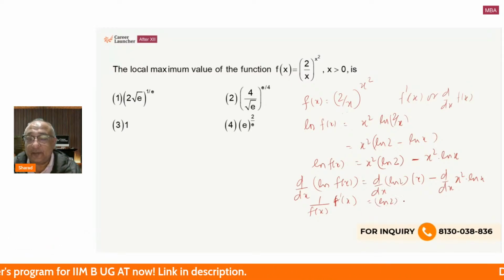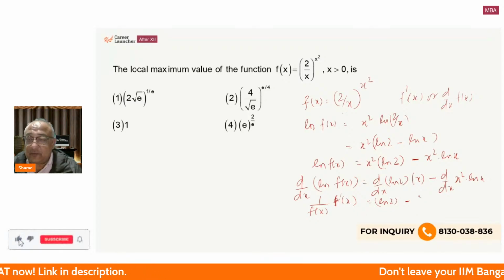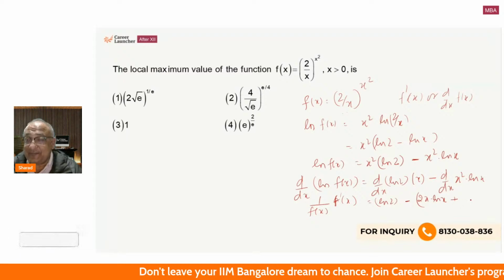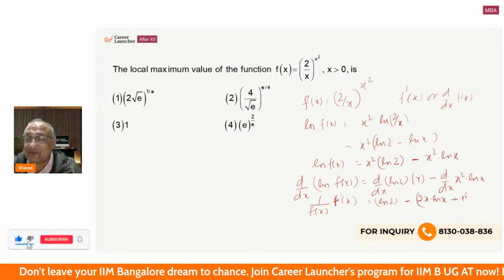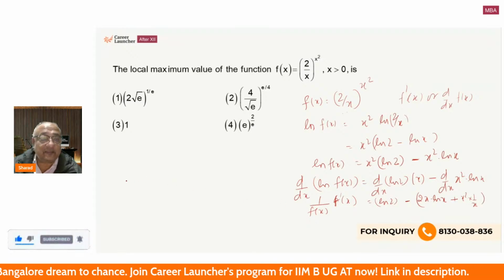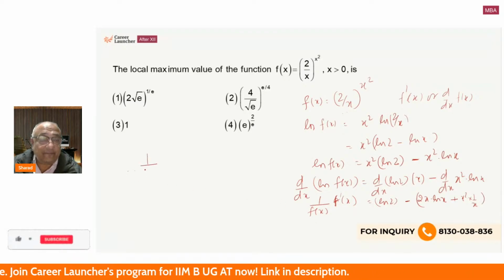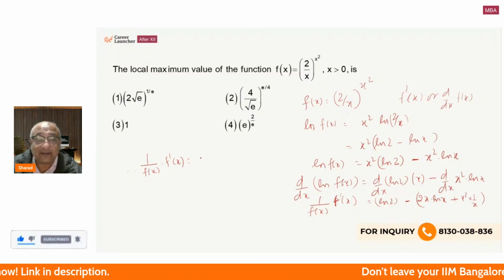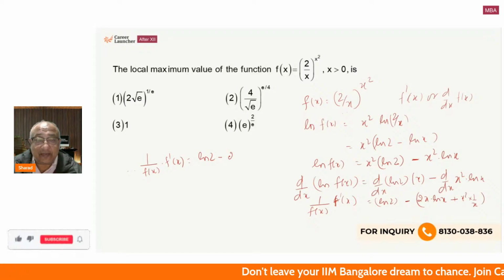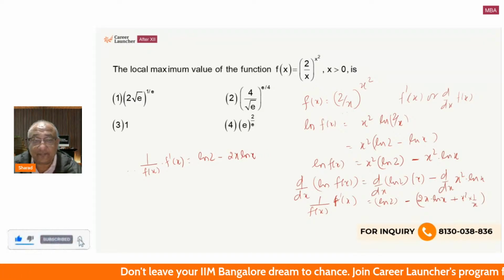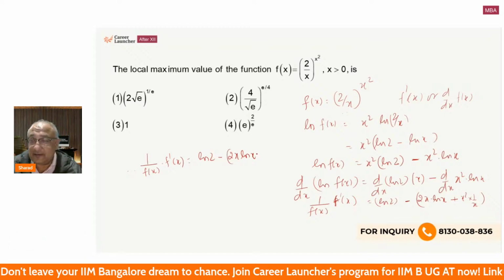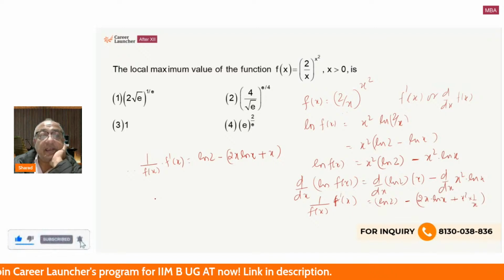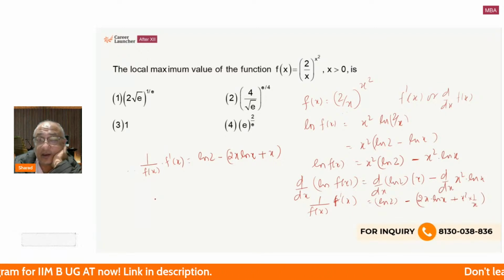Now, let's solve. ln 2 is here. dx by dx is 1. This will become 2x into ln x. Use a bracket because this plus will come. This is a product rule. So this will be x square into the differentiation of log x, which is 1 by x. Not bad. So this is 1 by f(x) into f dash x, which is ln 2 minus 2x log x, let's put it in bracket, plus x. So this is where we are now.